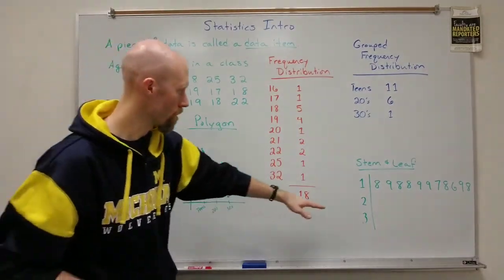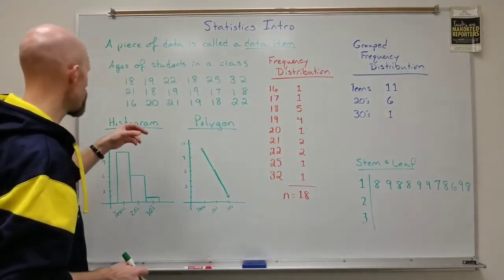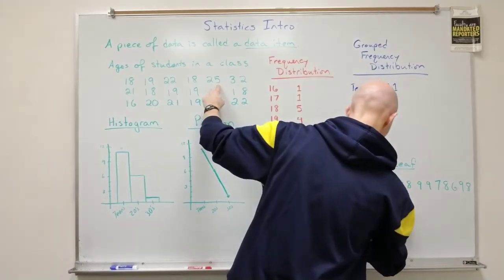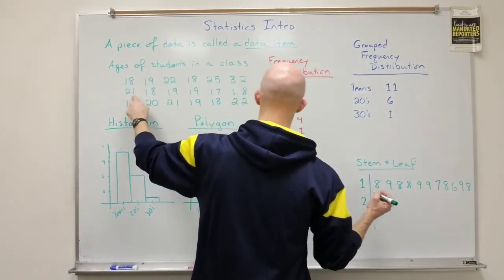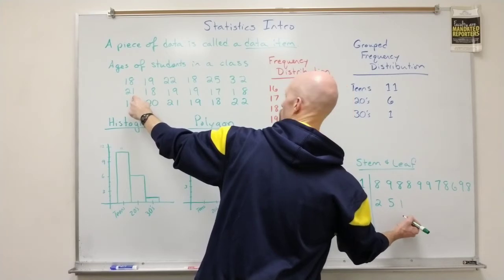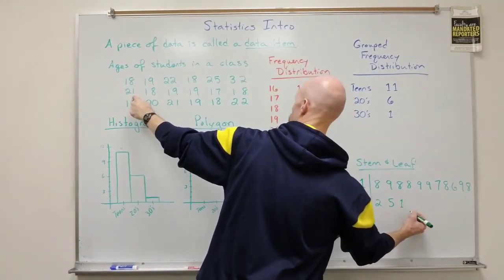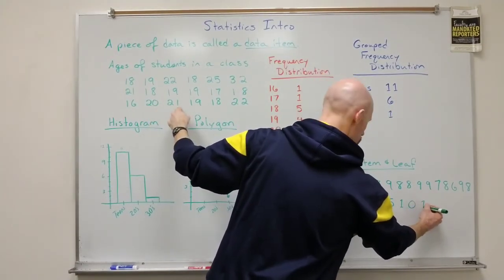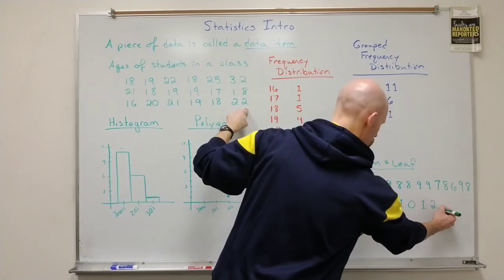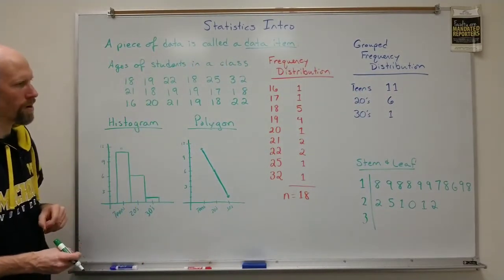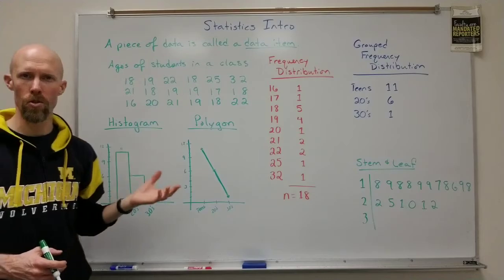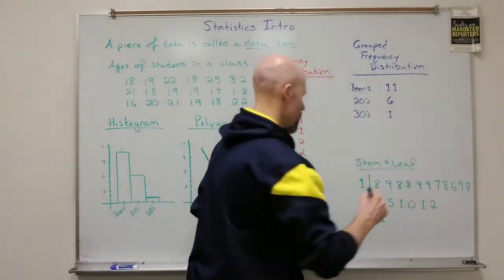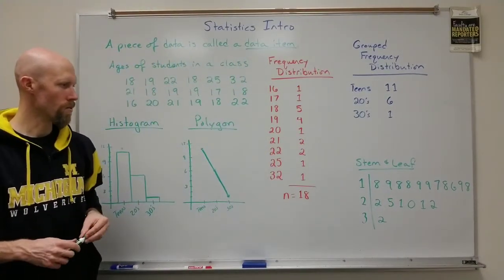Then you look at the leaves for the 20s. So you get a 2, you get a 5, you get a 1. Get a 0, a 1, and a 2. Okay, so there we have our leaves for the 20s, and then for the 30s, there's only one of them, and it's a 2. So you have your leaf for the 30s.